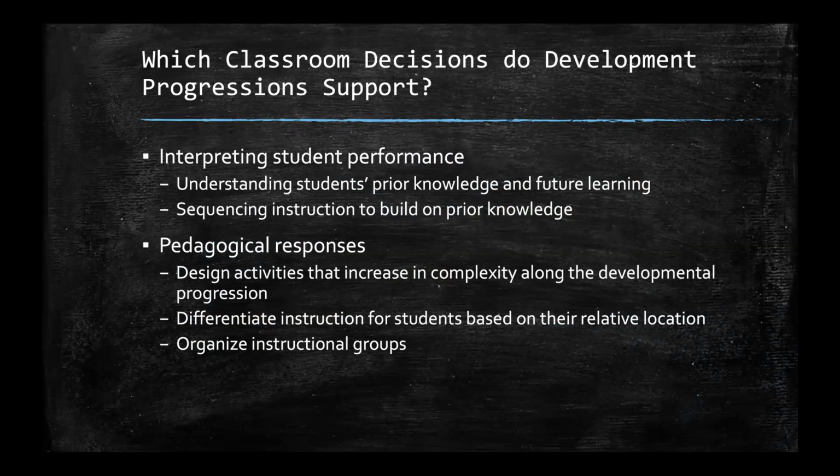We talked about how interpreting students' performance, if we're thinking about the developmental progression, can help teachers understand students' prior knowledge and future learning, so that they can sequence instruction. But we also think about the pedagogical responses that teachers might make as they understand that progression and where students are performing along it. Teachers can use this information to design activities that increase in complexity along the developmental progression, and again, are moving at an appropriate pace. Teachers can also use this information to differentiate instruction based on the student's relative location.